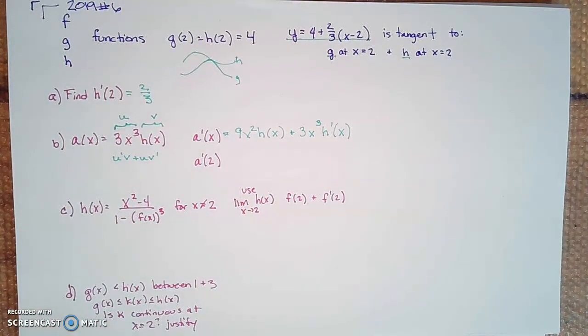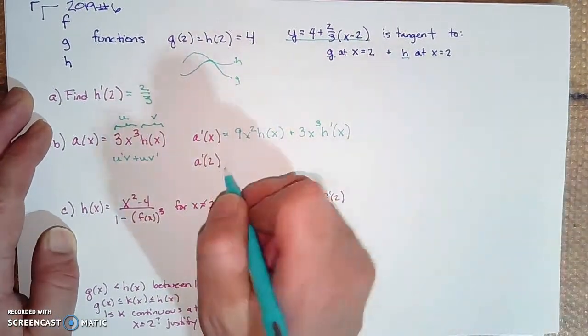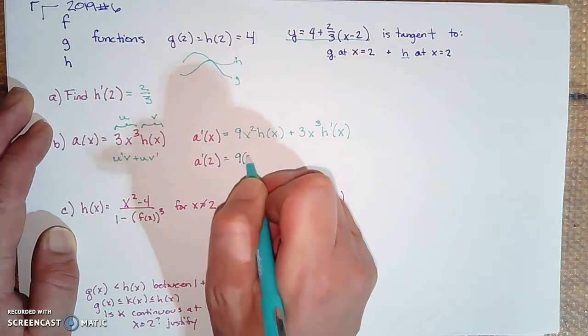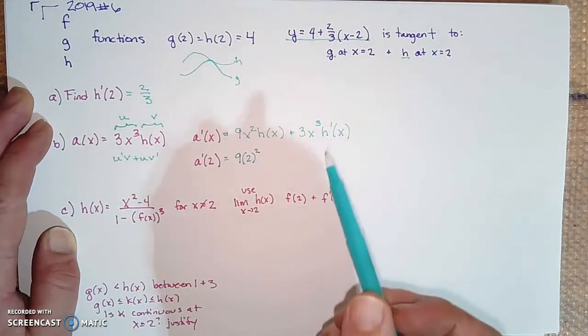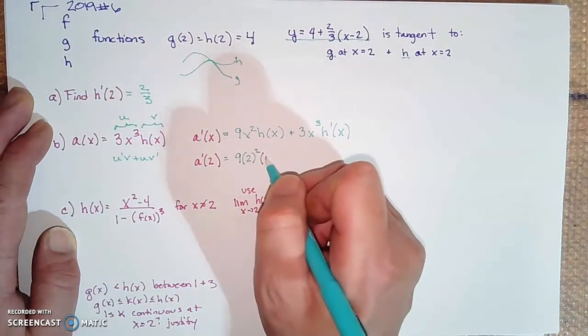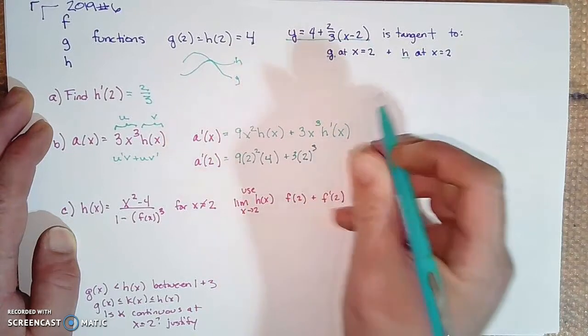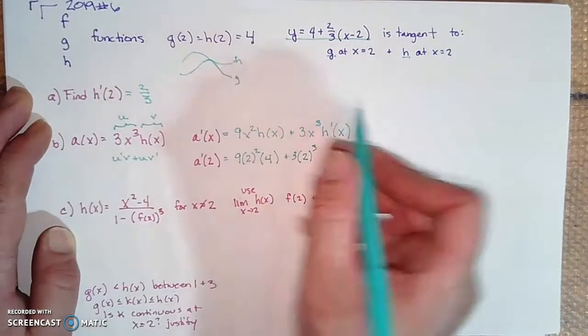And then after I do that, they ask me to find a prime of 2. So I'm going to fill in those numbers. Remember, you guys are using a calculator. It would go like this. It would be 9, 2 squared, H of 2 is 4. We already know that. Plus 3, 2 to the third. And h prime of 2 we found before, which was 2/3.